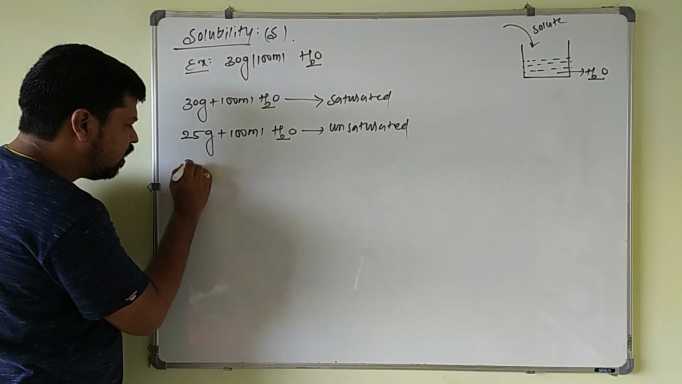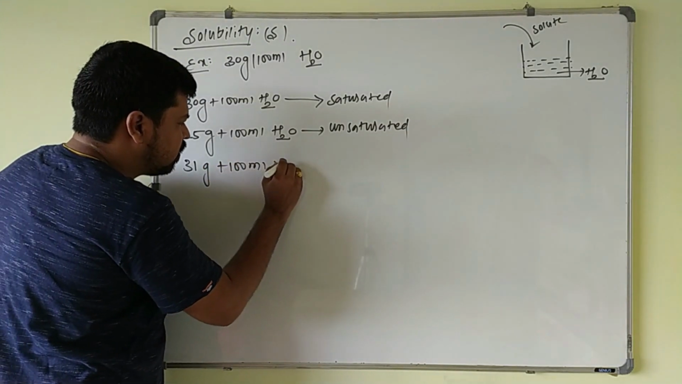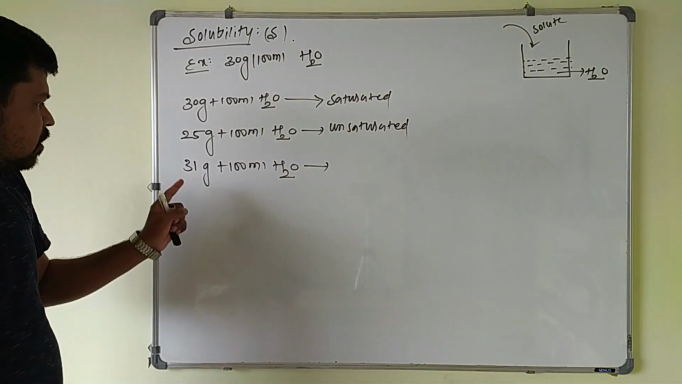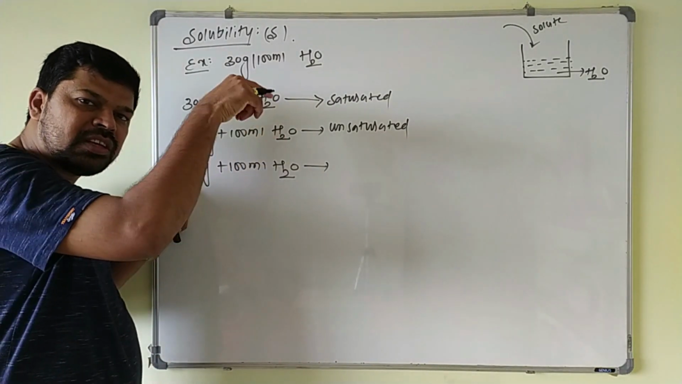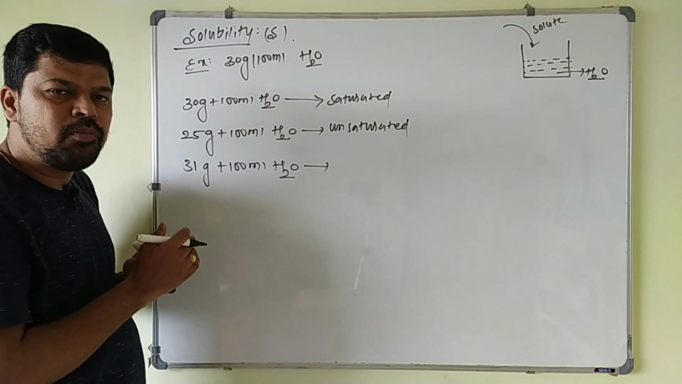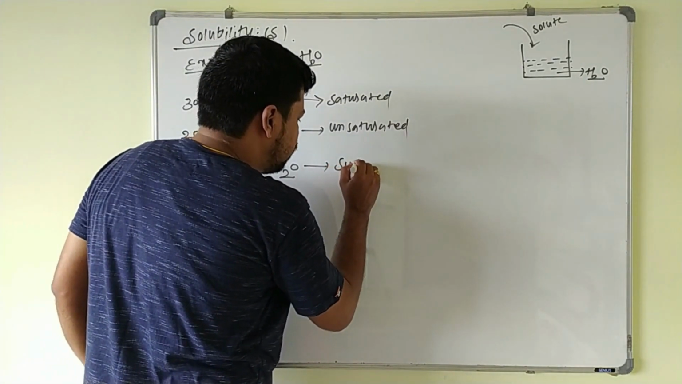Suppose 31 gram of solute is added to 100 ml of water, then what happens? Only 30 gram of the solute is soluble in the water, and the extra 1 gram will deposit at the bottom only. So such a type of solution is called a super saturated solution.